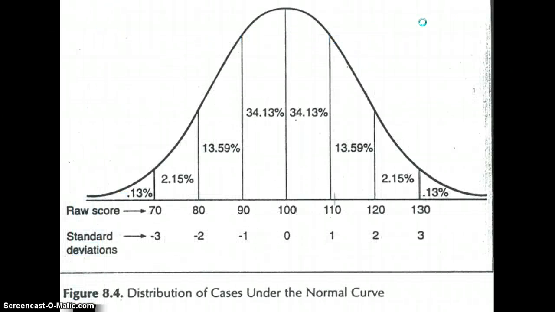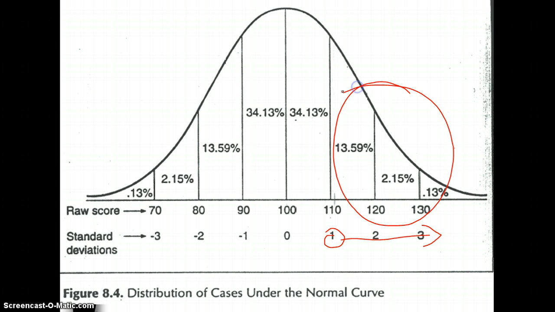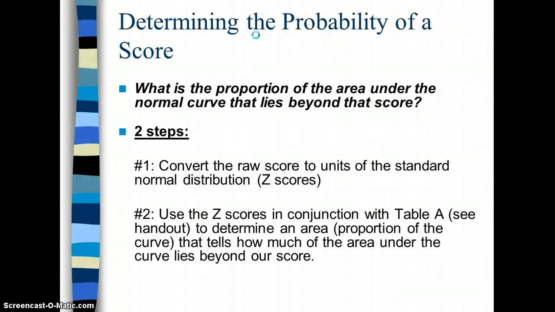Remember, here's our distribution again. Here's how we think about the distribution of cases under the normal curve. And so if something is one standard deviation or higher, the likelihood of it appearing is about 16%. But we have a much greater probability that things will fall around the mean. So what is the proportion of the area under the normal curve that lies beyond any particular score? Right? What are the chances that someone will score higher or lower than a particular score?